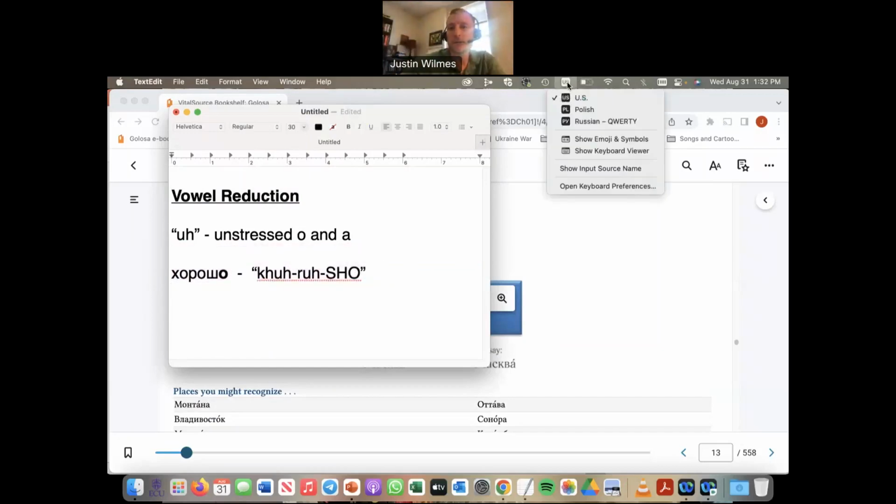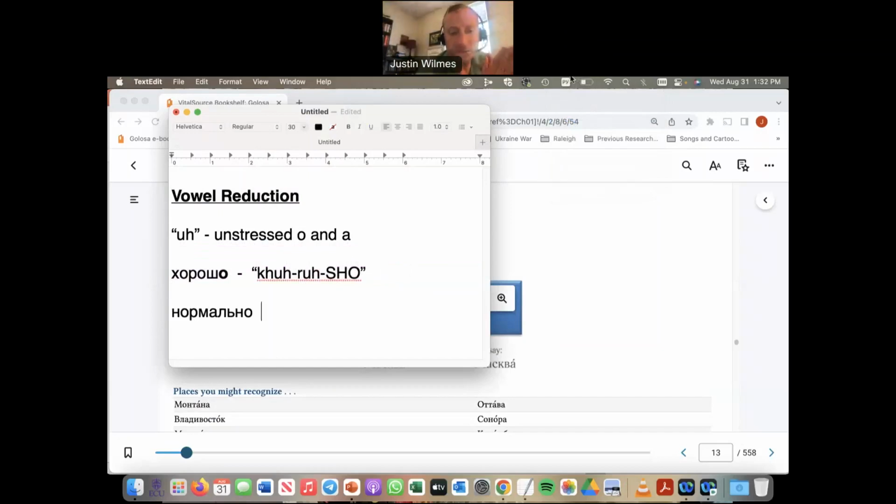Let's look at another one. How about "normalno"? That's a 3-syllable word, right? See if you can tell which syllable in that word is stressed. Is it the first syllable, the second, or the third? It's the second one, right? So basically "mal." This is where the stress is. So this O and this O both get reduced.